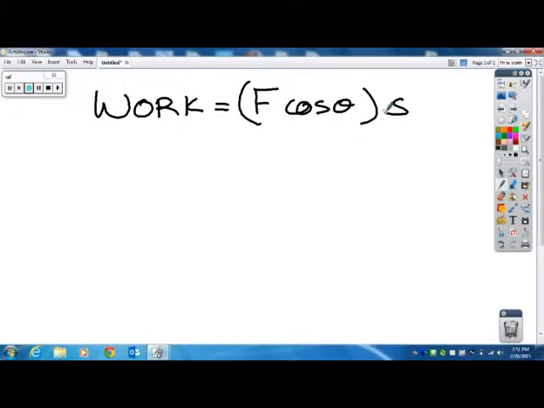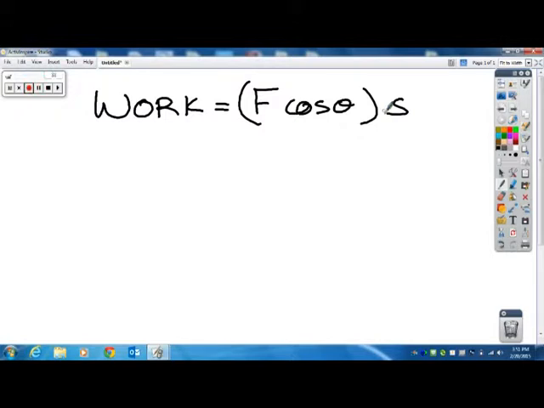Now, the reason they're giving you a cosine theta in there is that it's imperative to realize that to calculate work, the force has to be in the same direction as the displacement. For you to get positive work, the force has to be parallel to the displacement. You will get negative work if the force is anti-parallel to the displacement. Anti-parallel just means in the opposite direction.